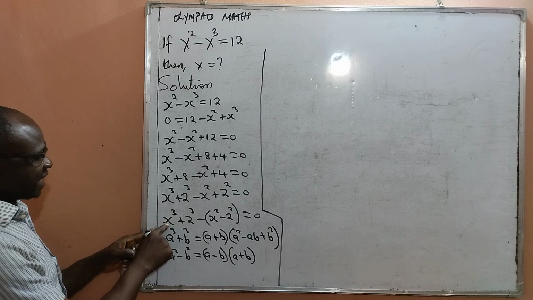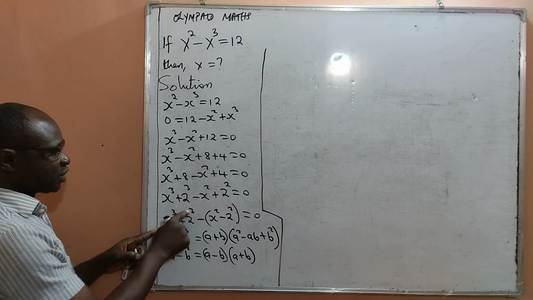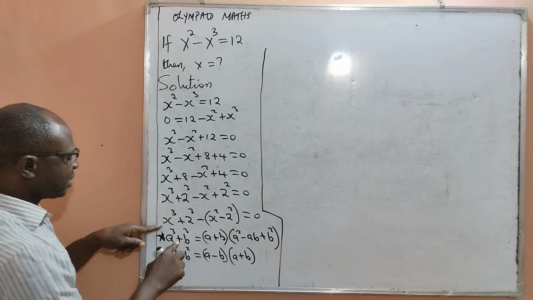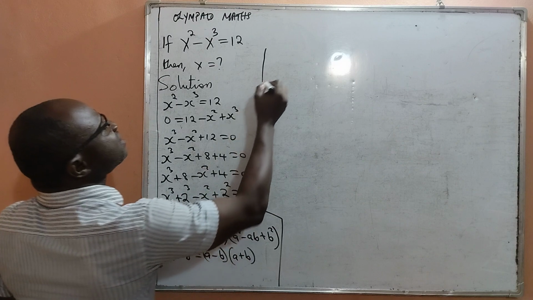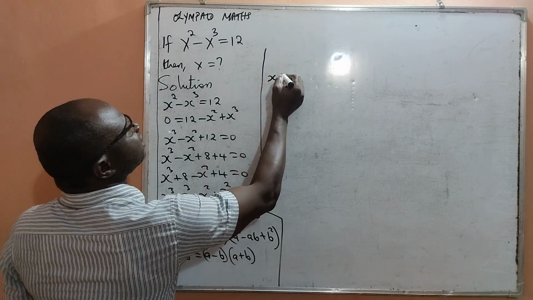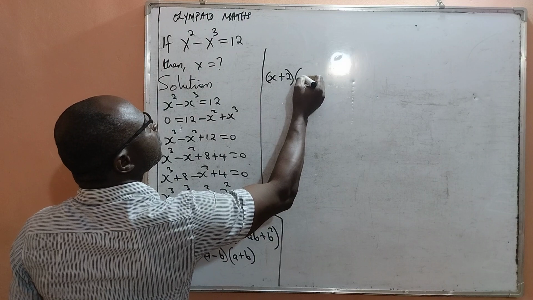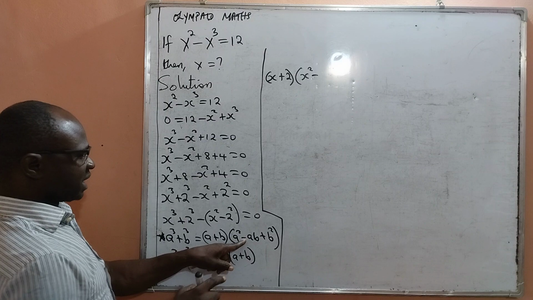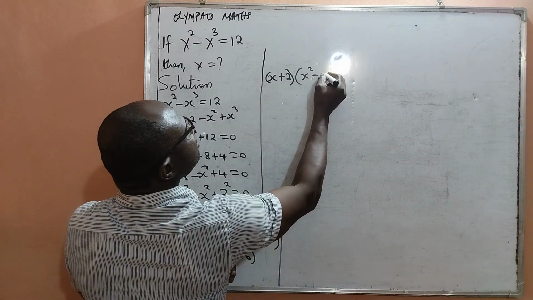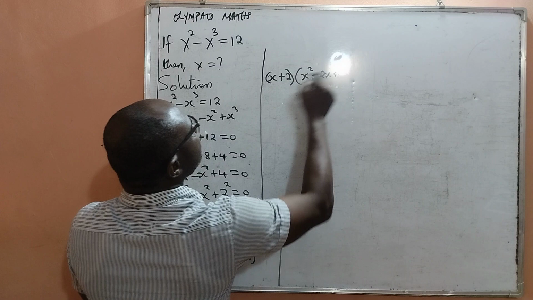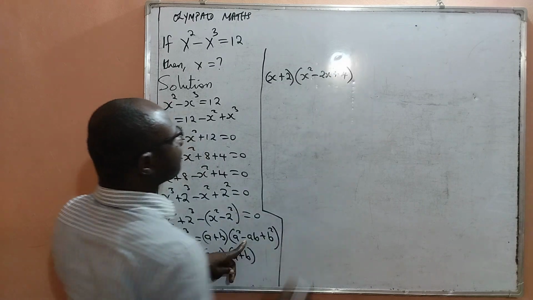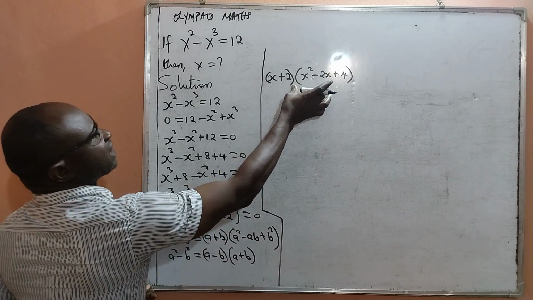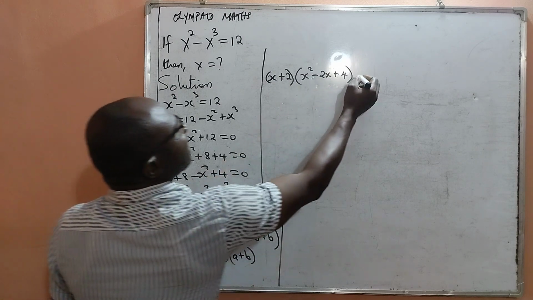Therefore, applying the sum of cubes to x raised to power 3 plus 2 raised to power 3, we can write it as x plus 2 into x squared, then minus 2 times x, which is 2x, then plus 2 squared, and that is 4. Very correct. So, I have represented this. That is what I have written. Then minus, I have the minus.